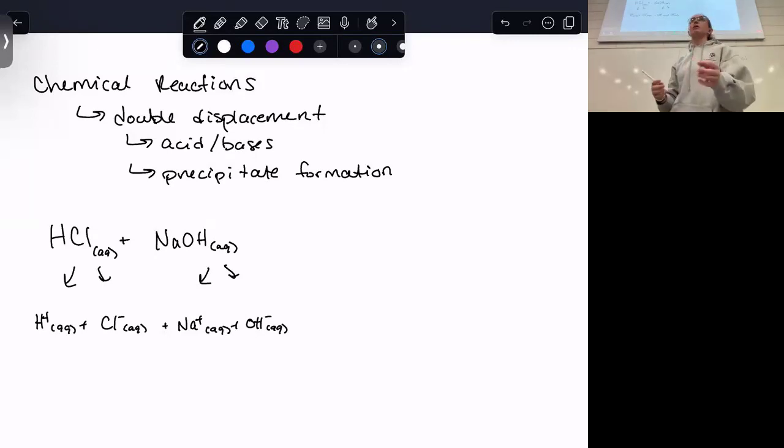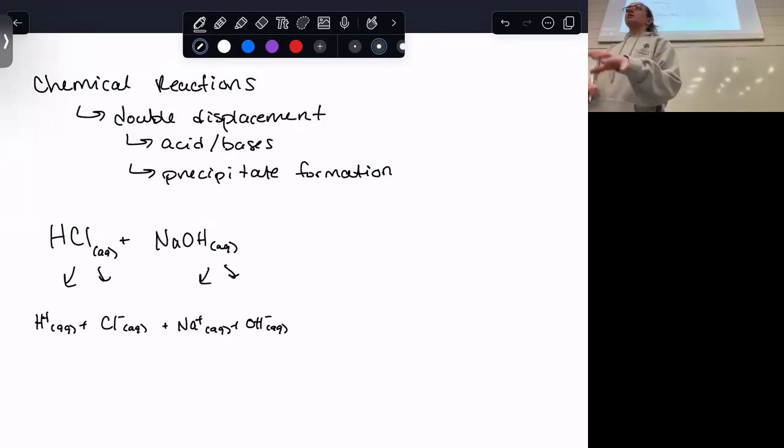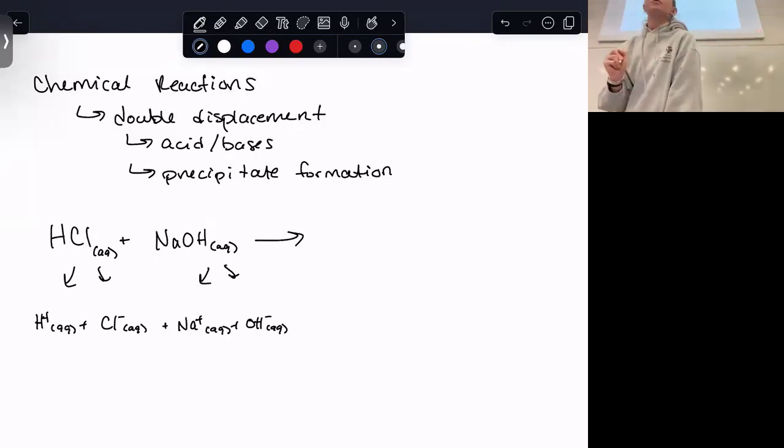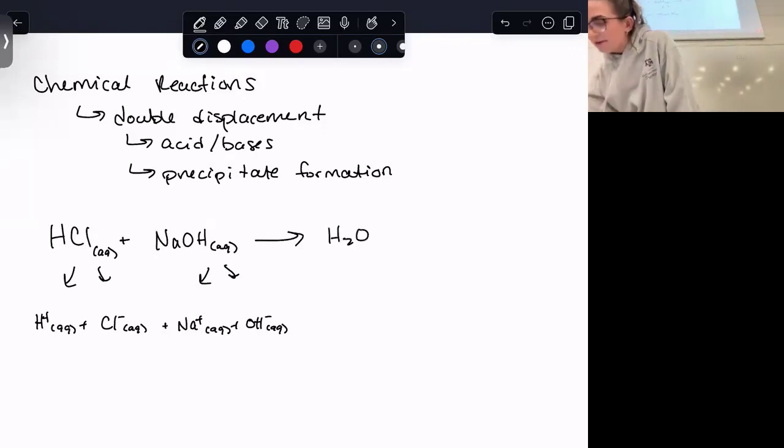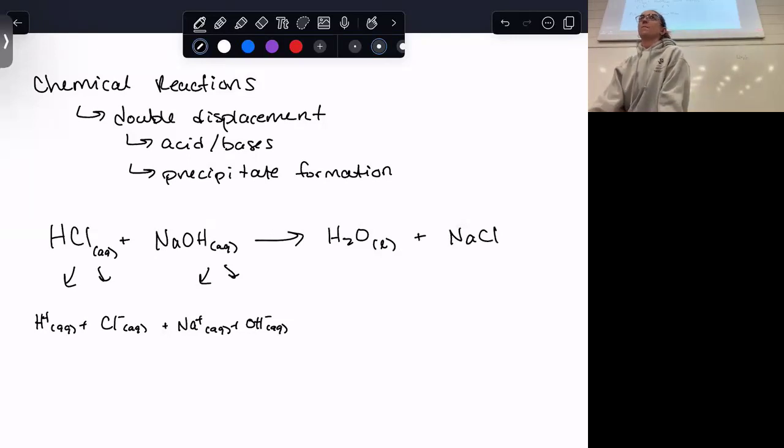If we got really close and looked under a microscope, what would we be seeing? We'd be seeing H+ ions, chlorine ions, sodium ions, and hydroxide ions. Now, what do sodium hydroxide and hydrochloric acid form in solution? H2O. And what phase is H2O in? Good. And what else do they form? NaCl. Awesome. What phase is NaCl? Aqueous. Yep.